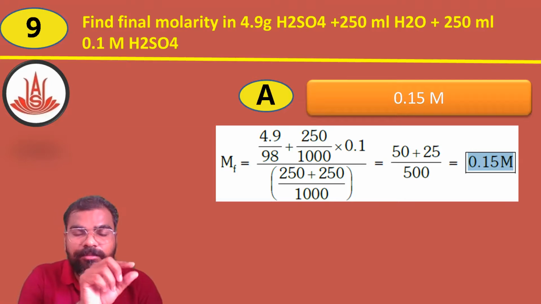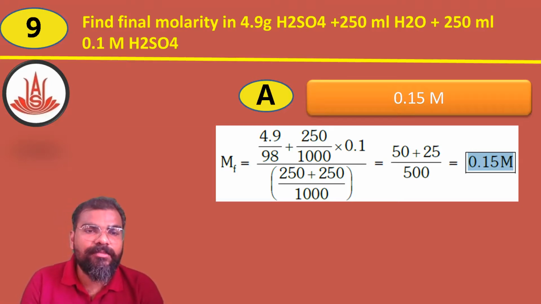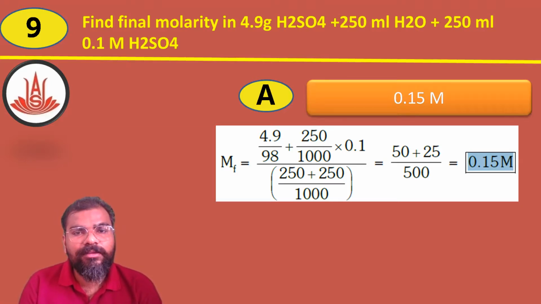Complete upon, सभी के नीचे denominator में 250 plus 250 divided by 1000. So numerator को simplify करोगे तो 0.05 plus 0.025, whereas denominator को simplify करोगे तो it would be 0.5. ओके, so 0.075 upon 0.5 divide कर लोगे तो 0.15, that is option A is the correct answer for question number 9.